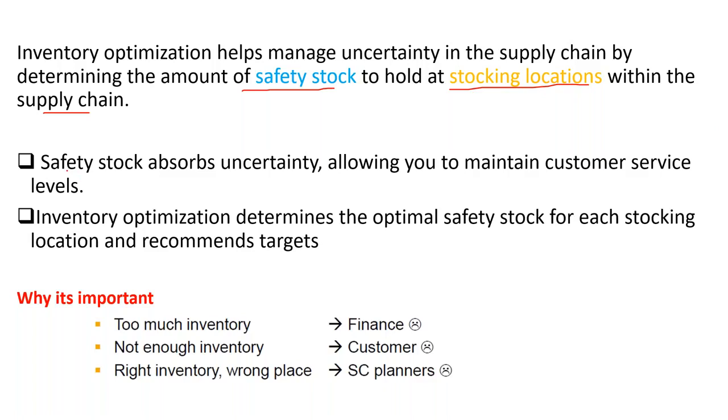What does safety stock do? Safety stock absorbs uncertainty, allowing you to maintain customer service levels. Inventory optimization determines the optimal safety stock for each stocking location and recommends the targets. So why is it important? Too much inventory, finance is not happy. Not enough inventory, customers are not happy, I mean customer facing departments. Right inventory, wrong place, supply planners will not be happy.